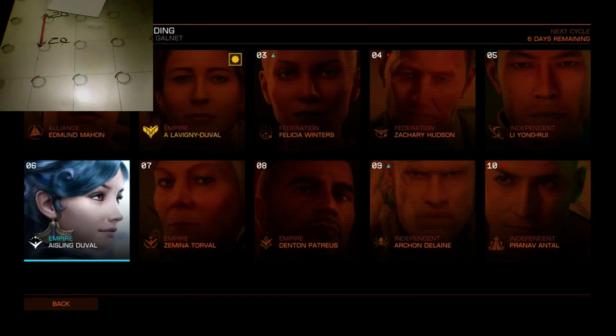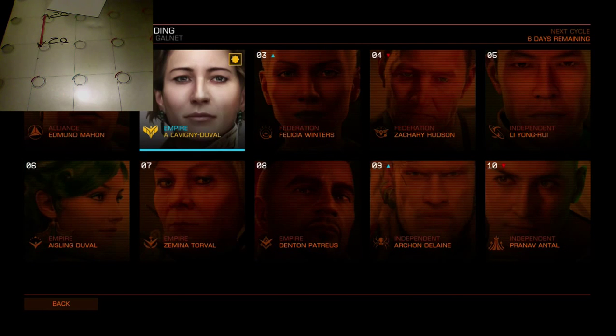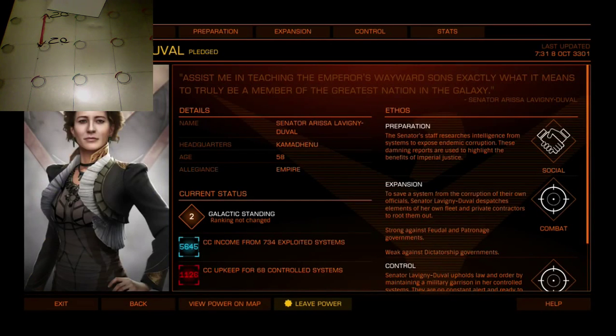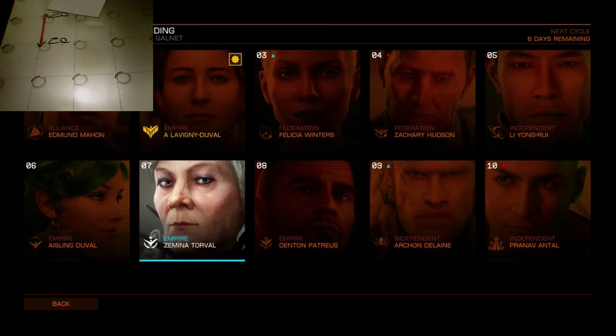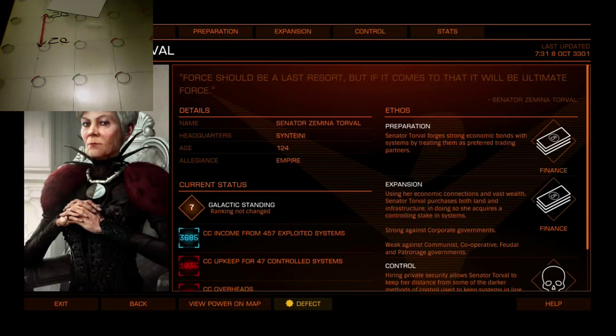She's young. Here's a good example. This woman here, she looks like she could be in her 30s or 40s, but is nearly 60. The prime example here is this elderly lady. She looks like she's in her 70s or possibly 80s, and she's 124 years old.